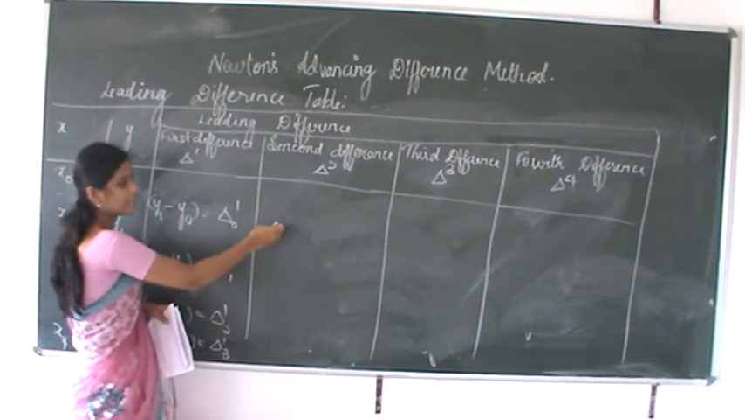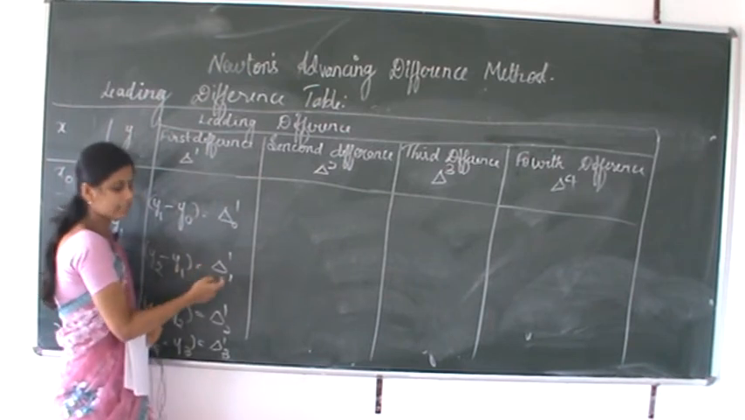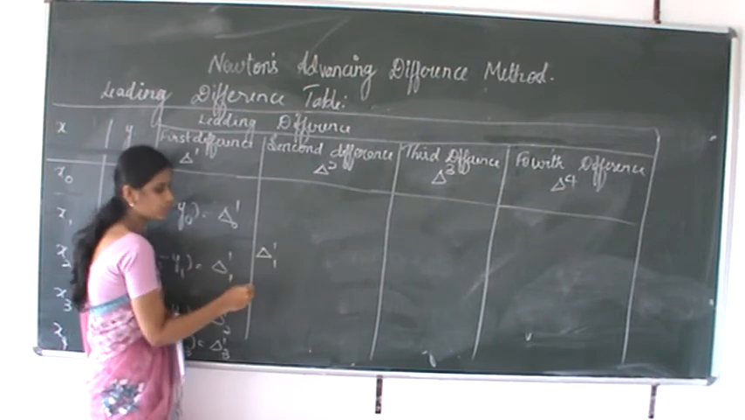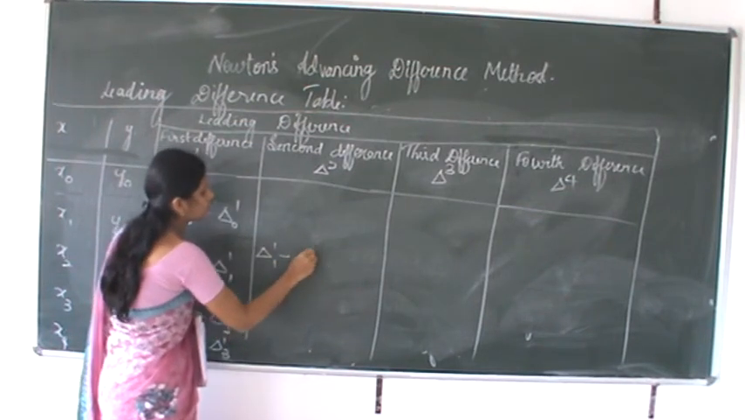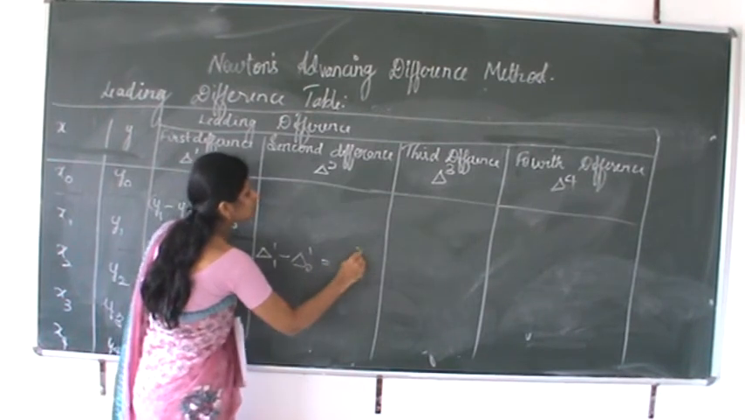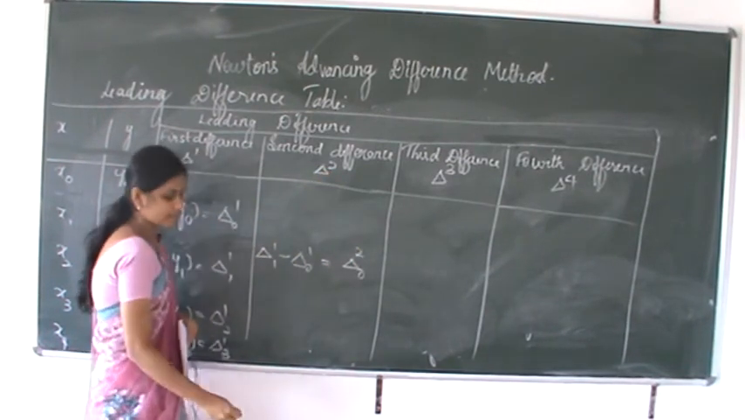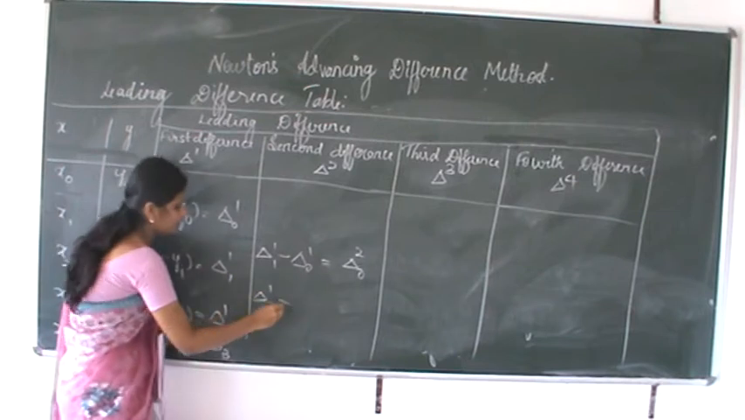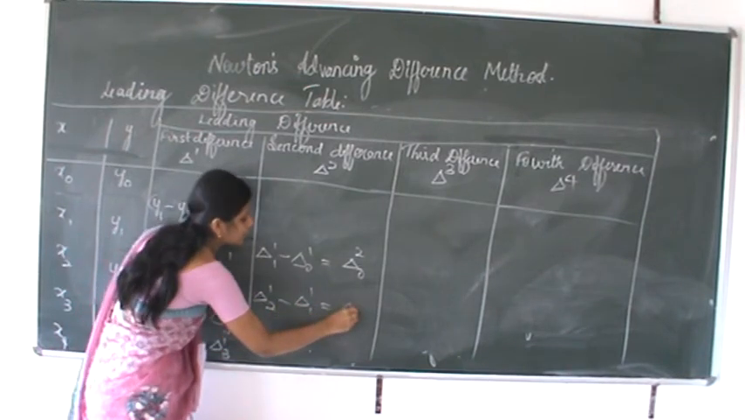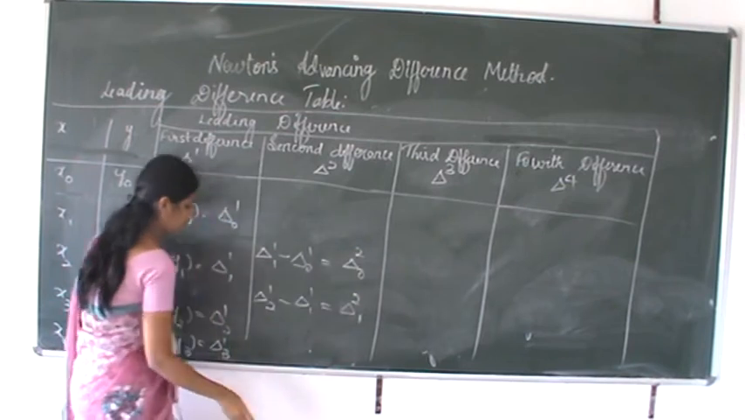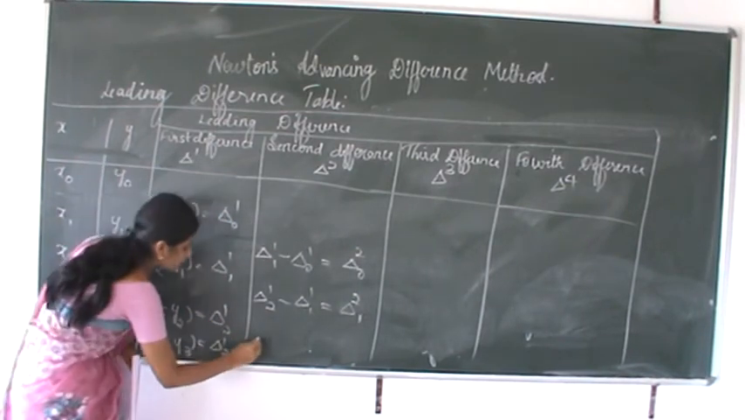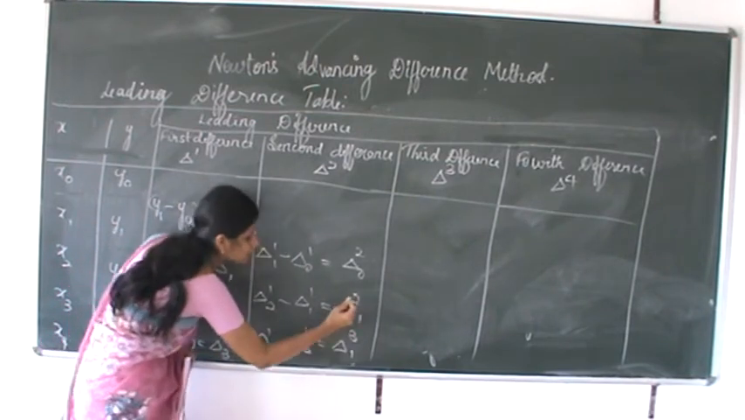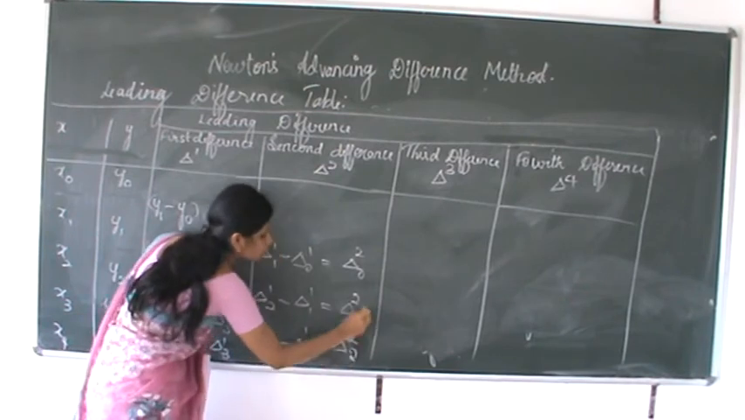Next, here second difference will be calculated. Delta 1 raised to 1 minus delta 0 raised to 1 is equal to delta 0 raised to 2. Next, delta 2 raised to 1 minus delta 1 raised to 1 is equal to delta 1 raised to 2. Then delta 3 raised to 1 minus delta 2 raised to 1 is equal to delta 2 raised to 2.